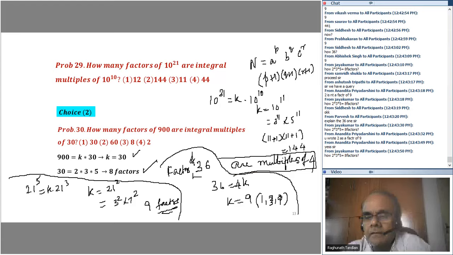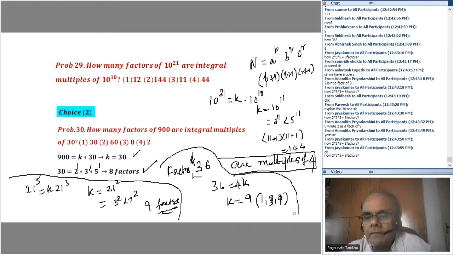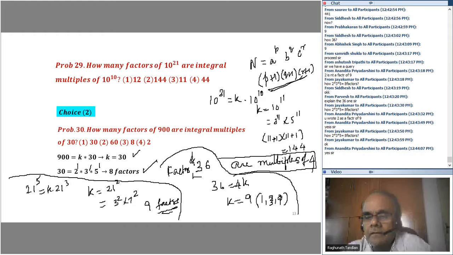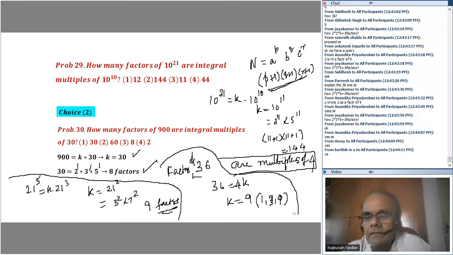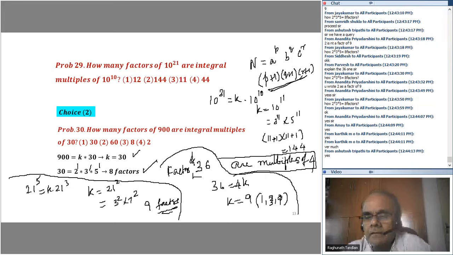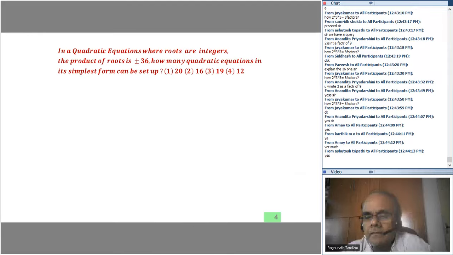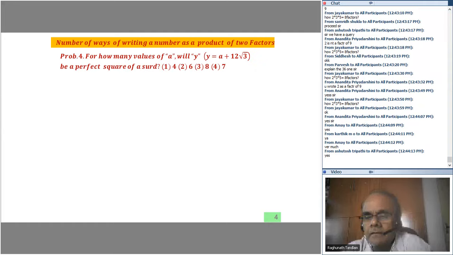Jayakumar, what is the power of 2 here? 1. Use this principle. Right. Are we clear now? How is it 9 factors? Right. Next one. This I'll do later. Okay, take this.